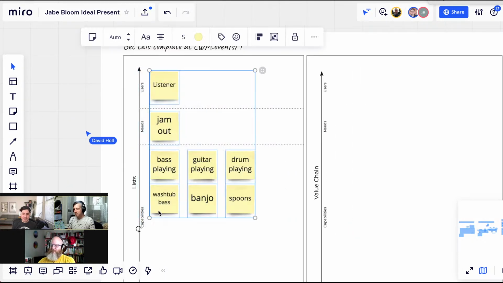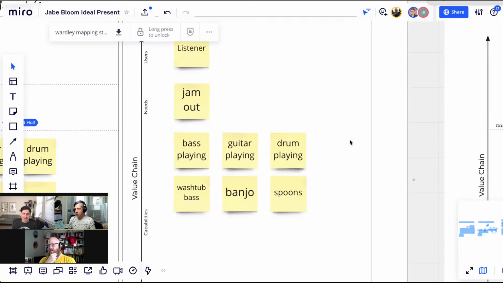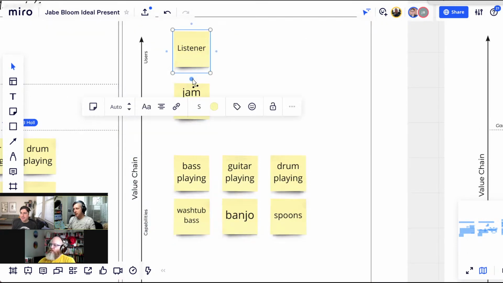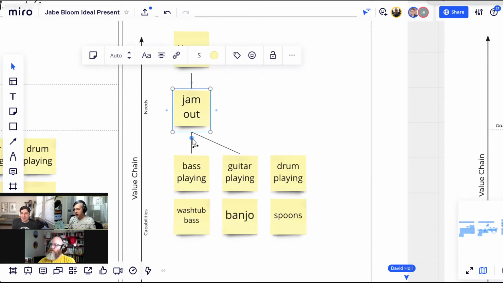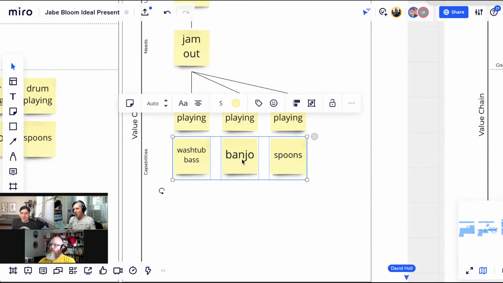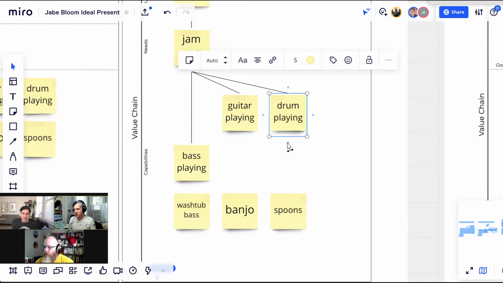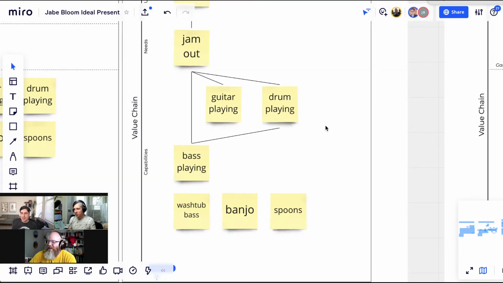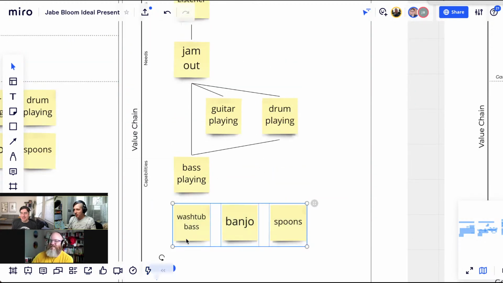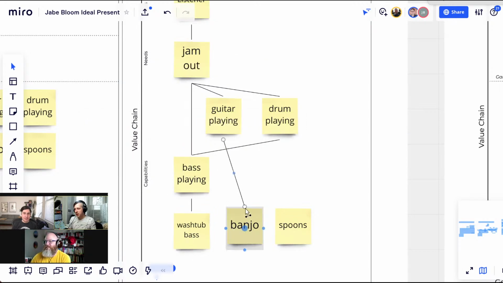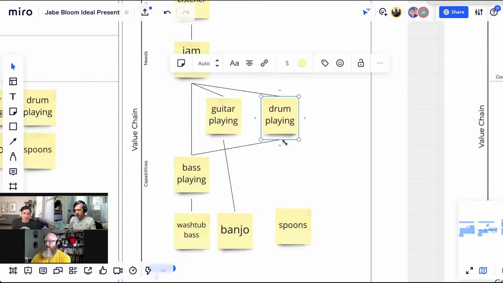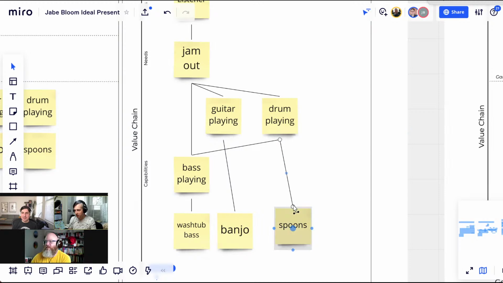Now I'm going to take this system and turn it into a value chain real quick. All I'm doing is adding the relationships. The listener needs to jam out. In order to jam out, you need bass playing, guitar playing, and drum playing. In order to play drums, you need the bass player. Bass players, am I right? Keeping us all together here. Then bass playing depends on the wash tub bass. Guitar playing depends on banjo. I'm sure someone's going to call me out for calling a banjo a guitar, but call it what you need to call it. Spoons enable drum playing, banjo enables guitar playing, and the wash tub bass enables bass playing.